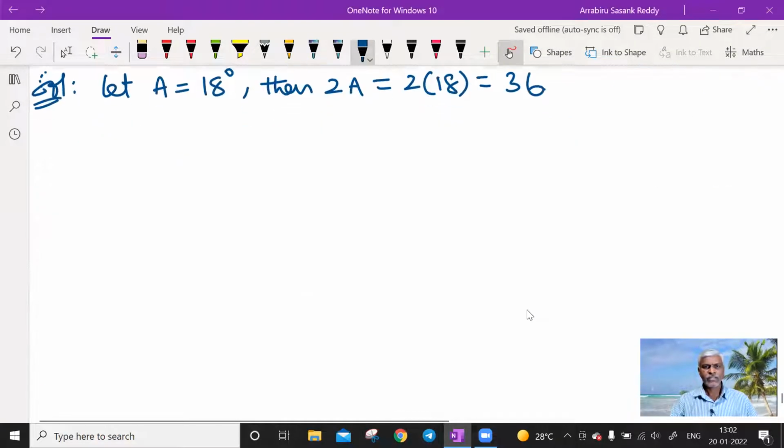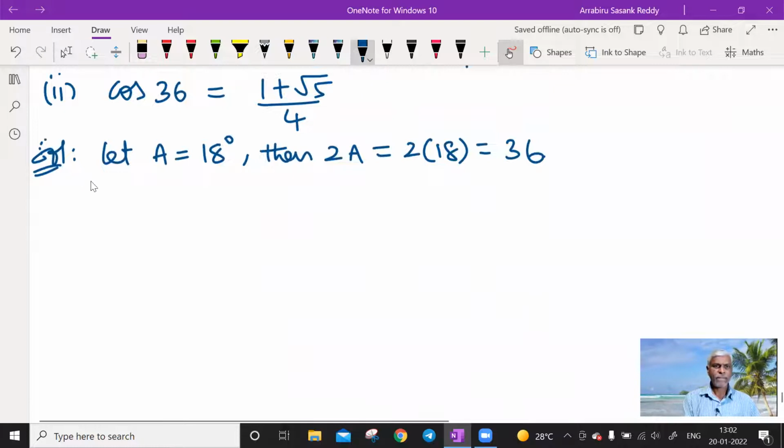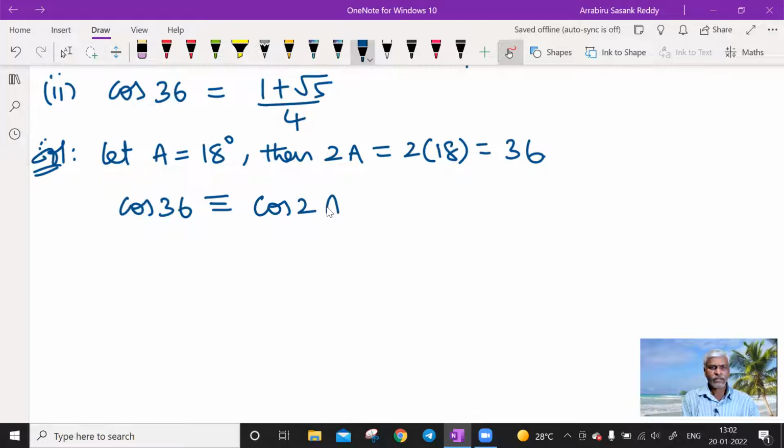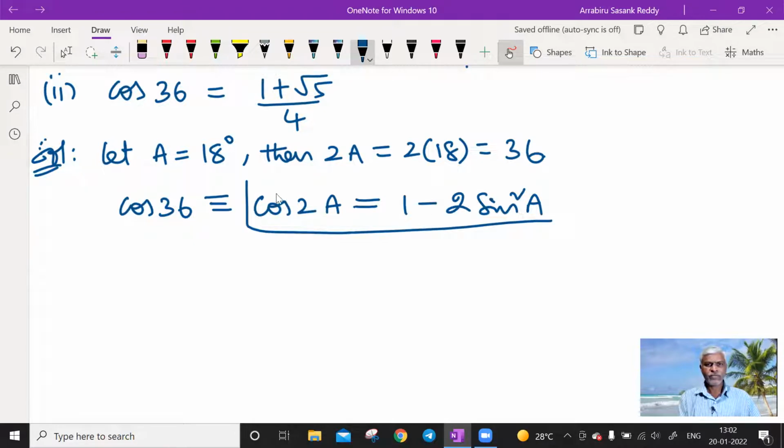So cos 36 is equal to cos 2A. Now the cos 2A formula is 1 minus 2 sin square A. So this is the formula.